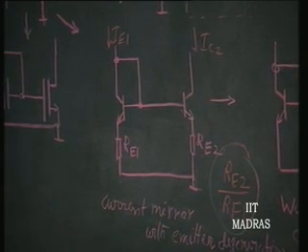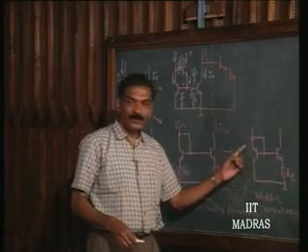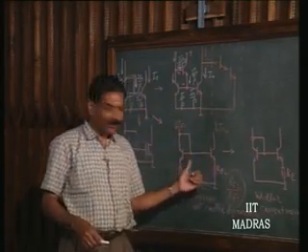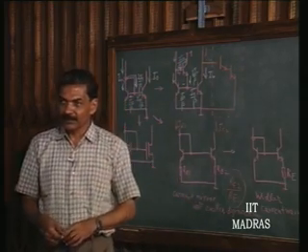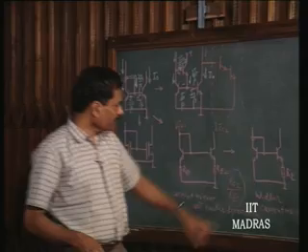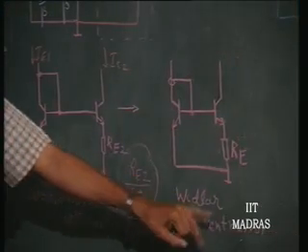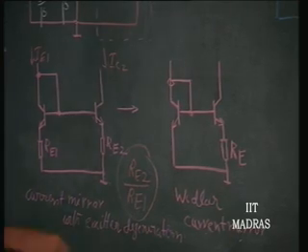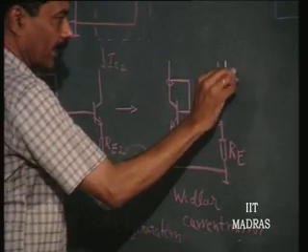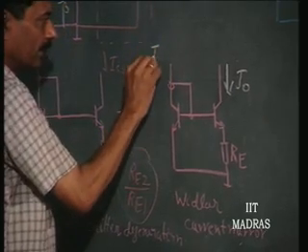Okay. Now, this is a further degenerate version of the same circuit. One end emitter resistance is removed altogether. What good is this? This is a very important current mirror called Widlar current mirror. What does it do? Let us see. This is the output current and this is the reference current.